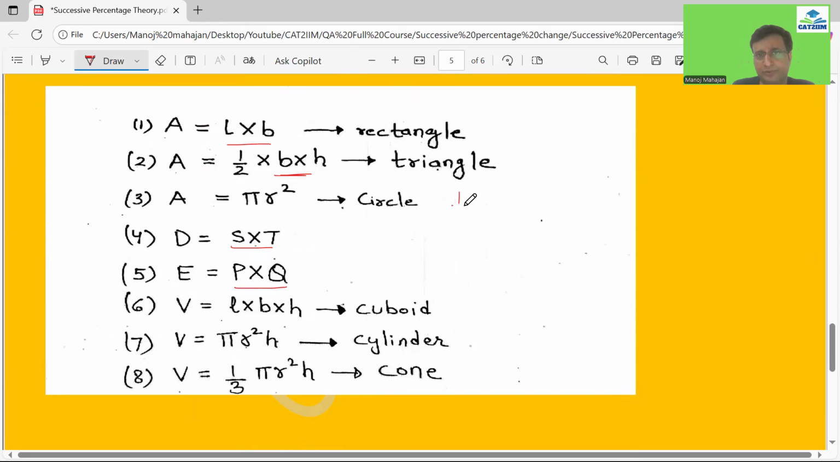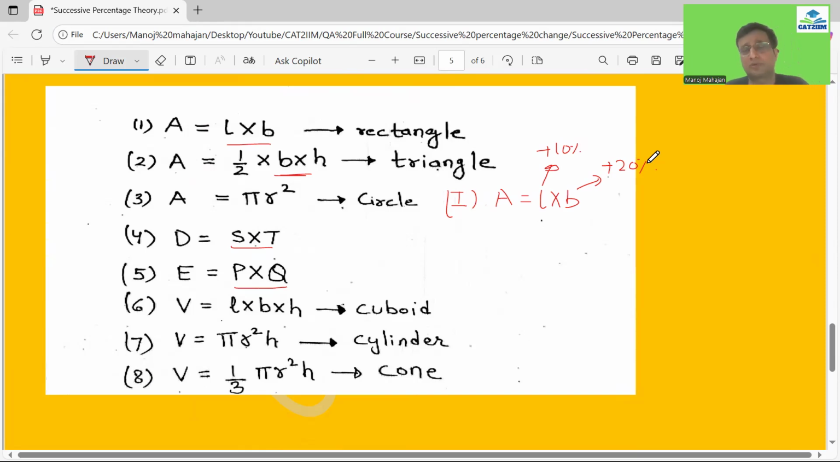Let me create the first question with all of you. See, area of the rectangle is length into breadth. So let's say the question talks about a 10% increase in the length and a 20% increase in the breadth. And the question says, what is the percentage increase in the area?